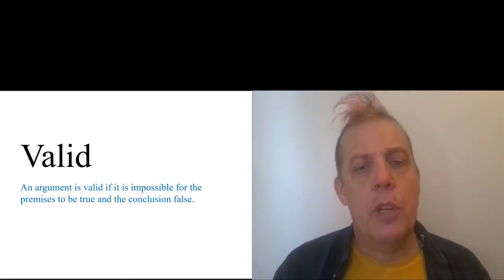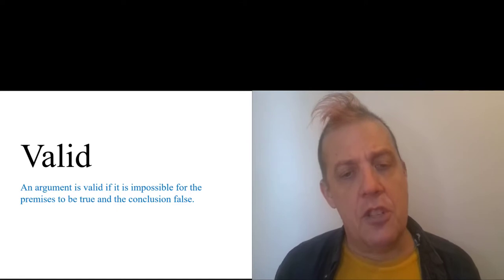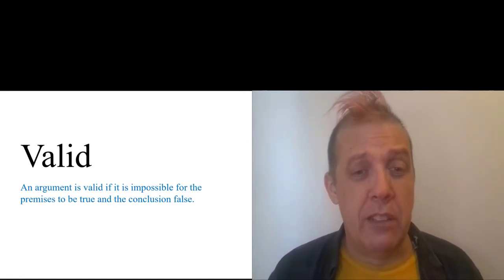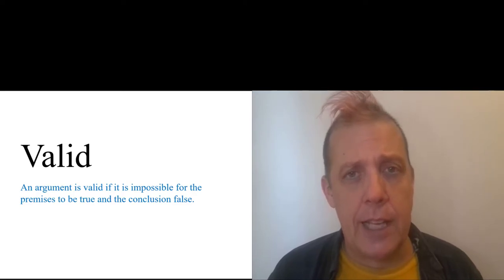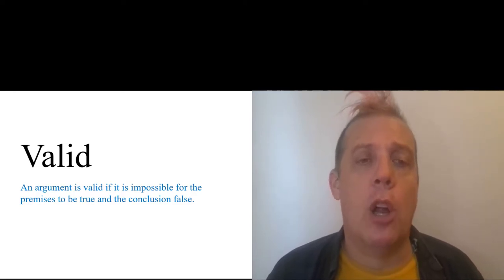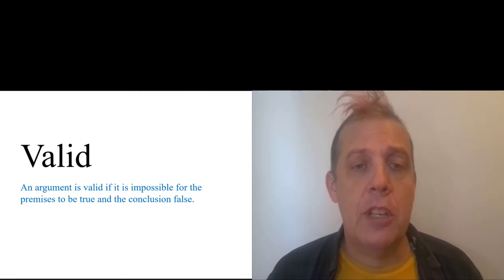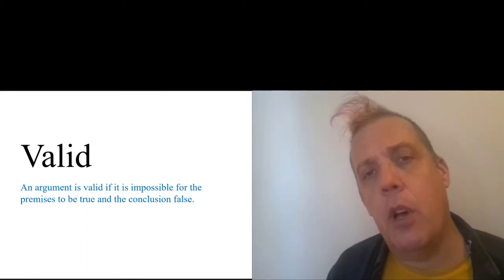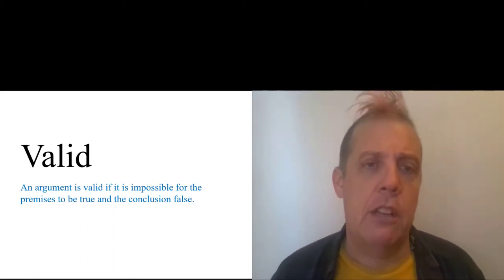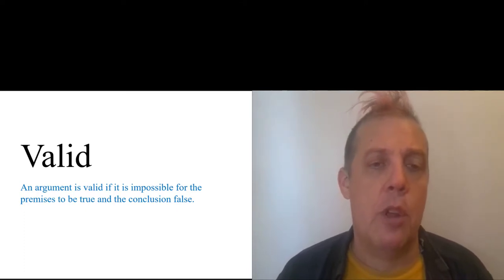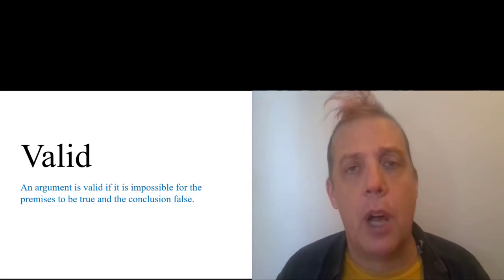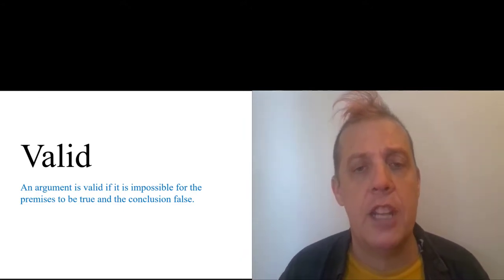Okay, the last logical property we looked at was the most important one for this course: validity, a concept that I've been emphasizing again and again. So an argument is valid, remember, if it is impossible for the premises to be true and the conclusion false. So we can show an argument invalid if we can find a situation where the premises are true and the conclusion false. And that's just going to correspond to one line on the truth table.